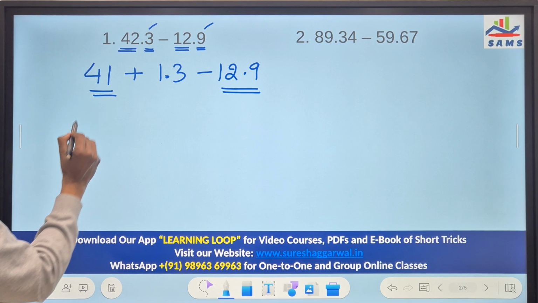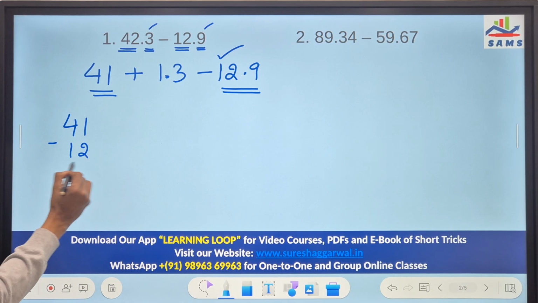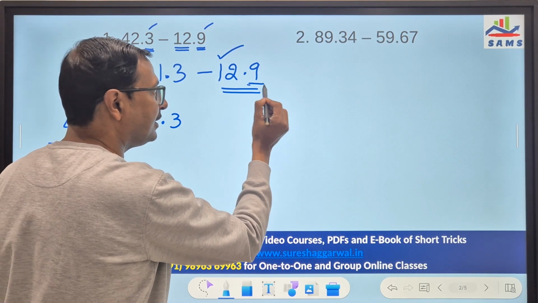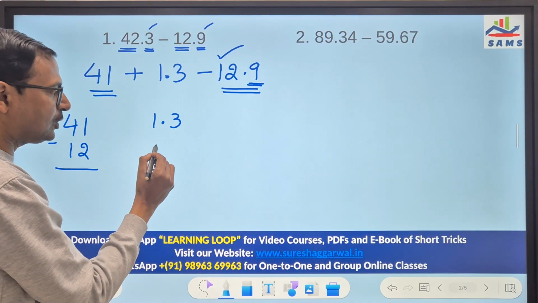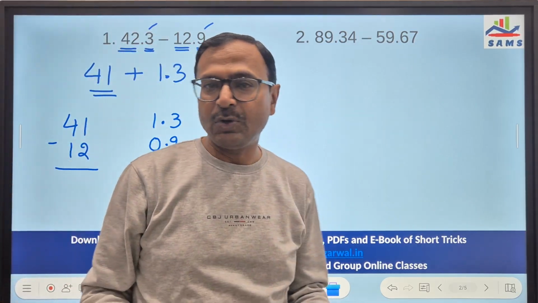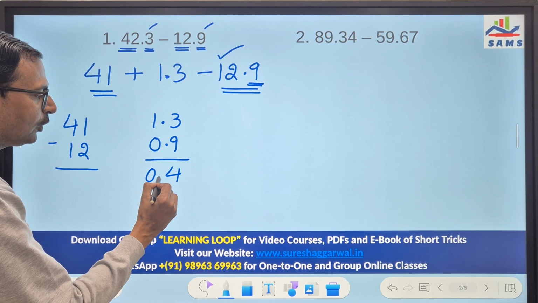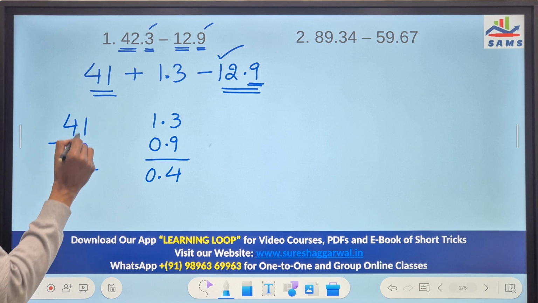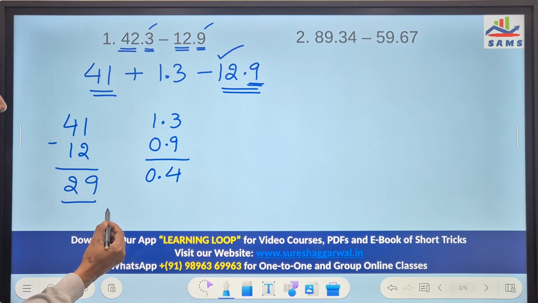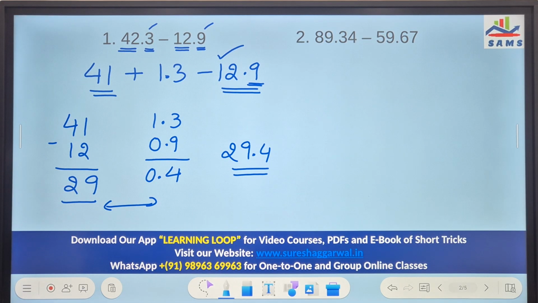So this is the whole number part 41, from which I have to subtract the whole number part here, which is 12. This is first part, and then this 1.3 and the decimal part here, which is 0.9. I can subtract 1.3 and 0.9 very easily, because it is just 13 minus 9. 13 minus 9 is 4, so you get a 0.4, and when you subtract this, 11 minus 2 is 9 and 3 minus 1 is 2. So 29, and your answer for the question, just combine these two, you get 29.4 as the difference of the two given decimals here.